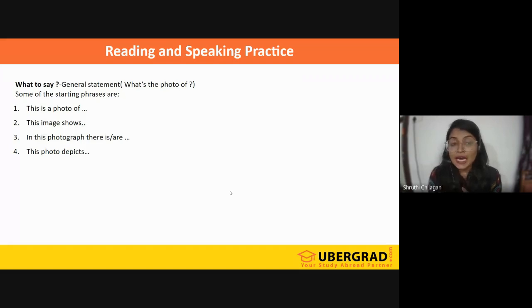Okay, how can you start the general statement? I can say, this is a photo of, this image shows, or in this photograph there is a small girl. For example, this photo depicts an old woman, or this image looks like it is taken in 1980 resolution, right? That's it.